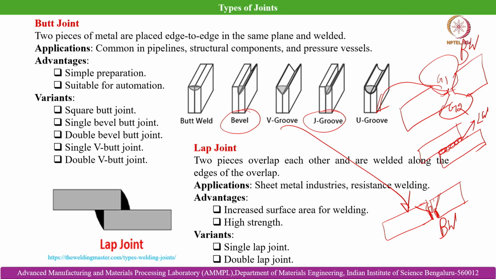Here is a typical example where it is welded along one edge, so it is a case of single lap joint, but here it is welded along two faces, so it is a case of double lap joint.